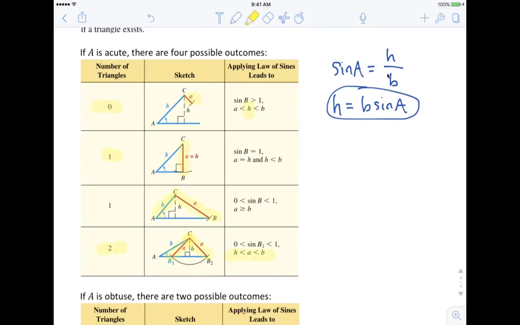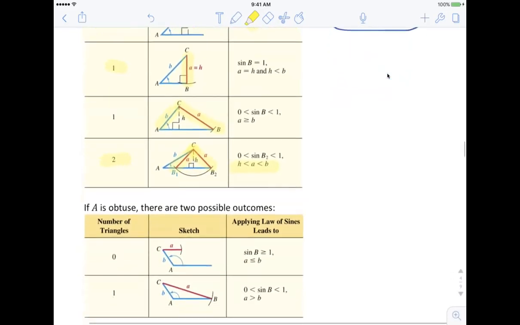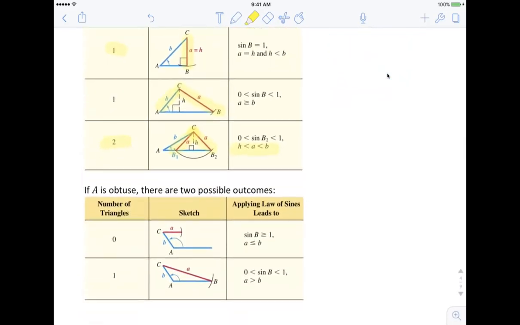So this is why it's called ambiguous. You have all these possibilities, and we'll go through examples as well with some actual numbers. Now, these are all the acute possibilities. Your angle given is acute. What if your angle given is obtuse, larger than 90? Then there's just 2 possibilities.